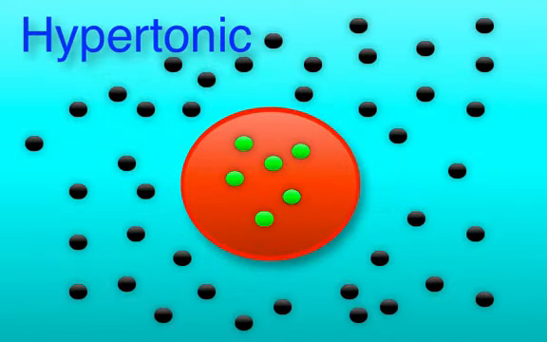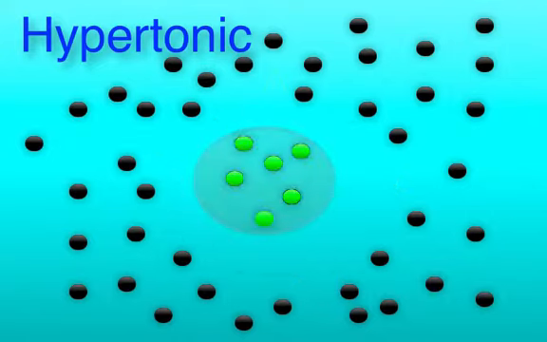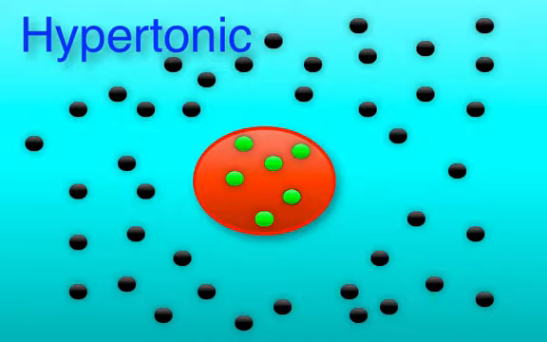In contrast, if the same cell was placed in a hypertonic solution, where there were more solutes in this solution than there are solutes inside the cell, then water from the cell will move toward the solutes in the solution, and water will leave the cell. When water leaves the cell, this causes the cell to shrink or crenate. Therefore, crenation occurs when the cell is placed in a hypertonic solution. The cells in your skin may shrink when you swim in the salty ocean, which has a high solute concentration, and therefore is a hypertonic solution.